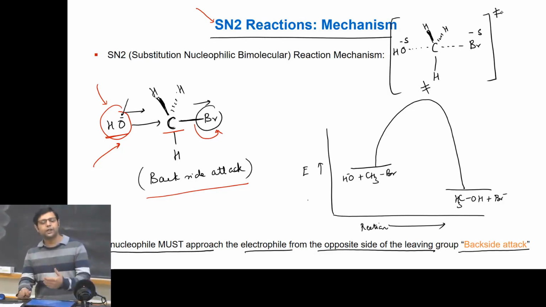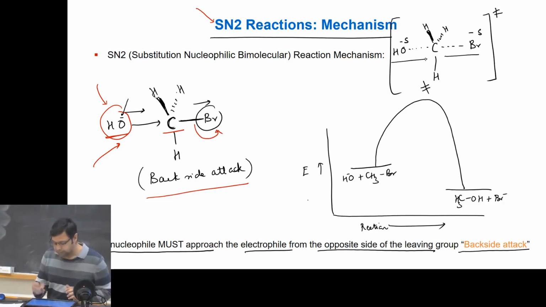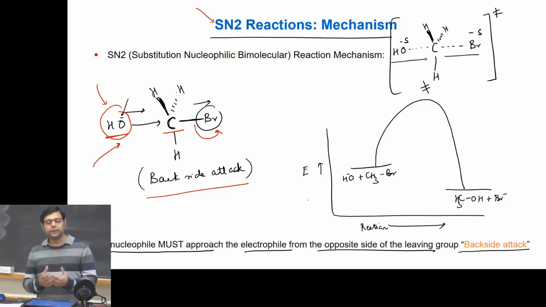Now as you can see, it is not straightforward to represent transition states on paper, but the reason I'm showing you this is to tell you that this reaction is a concerted reaction. Bonds are forming and breaking at the same time. It's a one-step concerted reaction. All right.